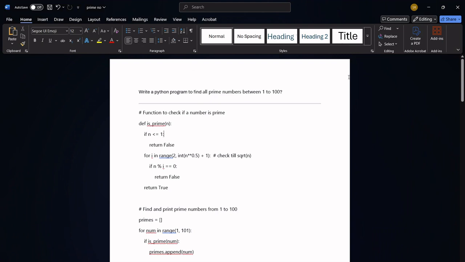In this video, we will discuss a Python program to find all prime numbers between 1 to 100. There are two approaches to solve this program. Let's discuss the first approach.